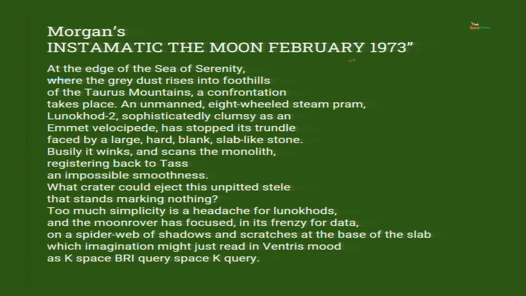Instamatic the moon, February 1973. Instamatic is a camera. It is actually the name of a model of a camera which was made by Kodak. I'm sure you have heard Kodak is a company. They made this camera, Instamatic.